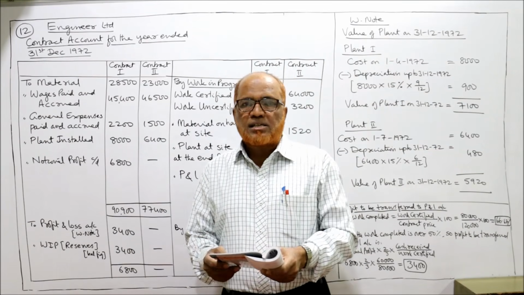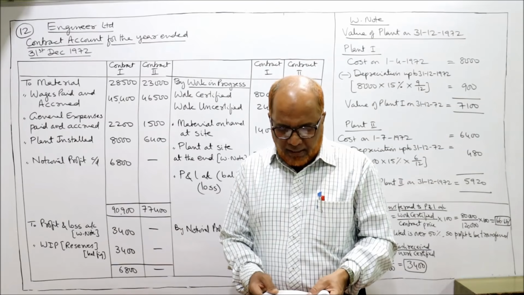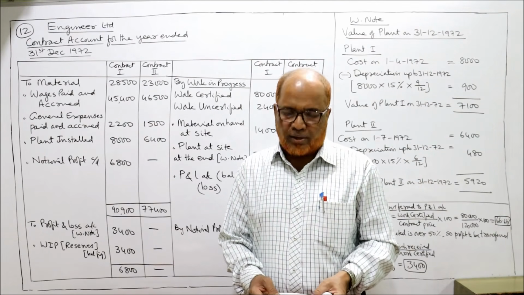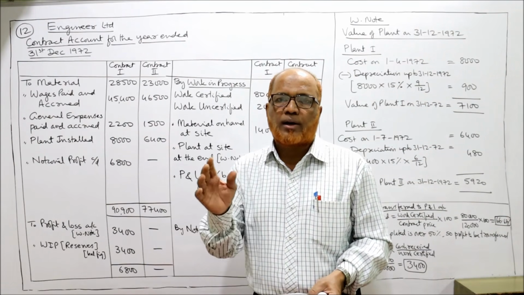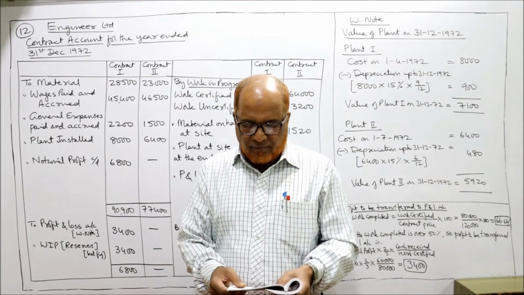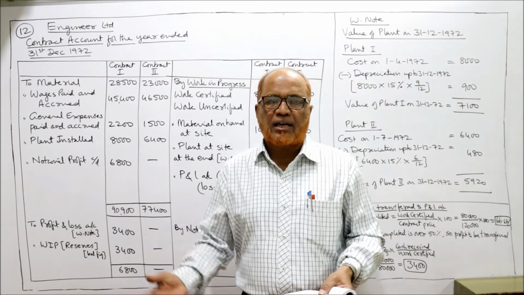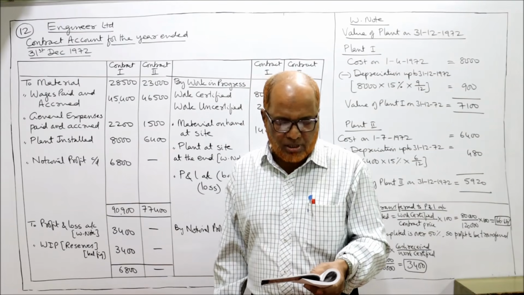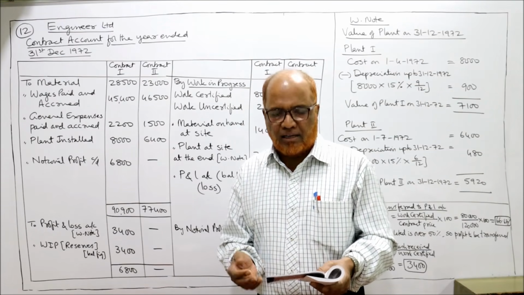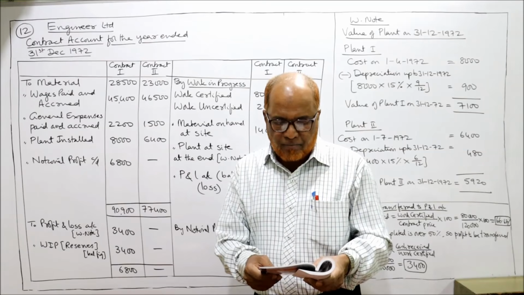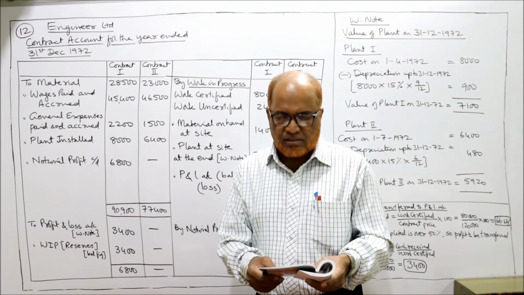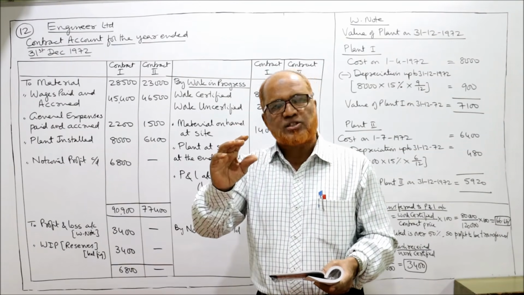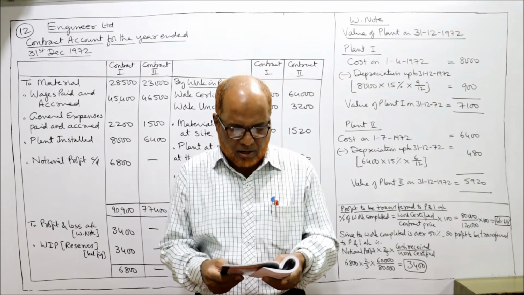Now, the data is given: contract 1, contract 2. Contract price 1,20,000 for the first contract, and for the second contract 1 lakh. This is the contract price. Then work certified 80,000 and 64,000, directly given in the problem, no need for any calculations. Work uncertified is directly given. Then materials, wages, general expenses. These material, wages and general expenses will be taken on the debit side of the contract account.